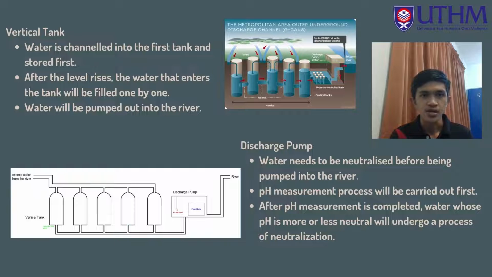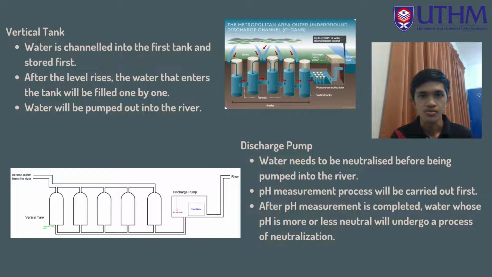In the vertical tank, water is channeled into the first tank and stored first. After the water level rises, the water that enters the tank will be filled one by one. At one point, the automatic valve will open and the water will go to the discharge pump station. Storage pressure allows water to enter the station. Finally, the water will be pumped out into the river.